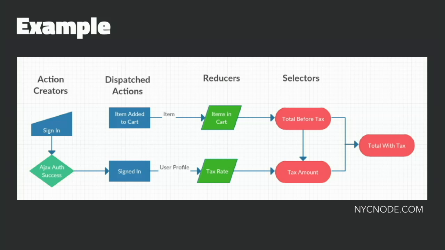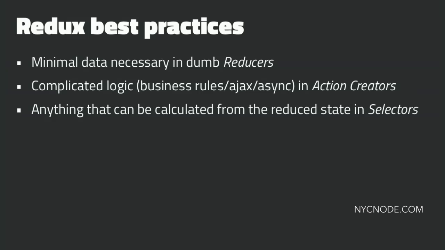And then another thing, if a user signs in, the JavaScript client can, through an AJAX request, fetch the user's information, get their tax rate, and then that would be stored in the reducer. And then essentially you use selectors to dynamically calculate the total before tax from just the items. You combine that with the tax rate to get the tax amount, and then you could get the total with tax by combining those two selectors. So just a very simple, quick Redux example.